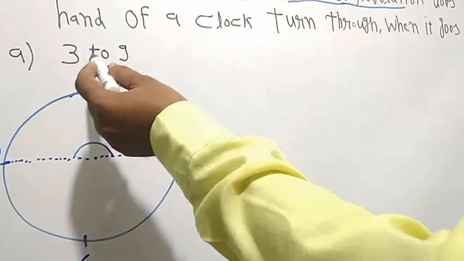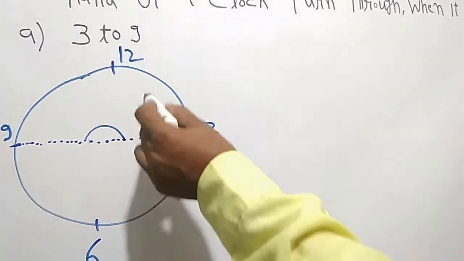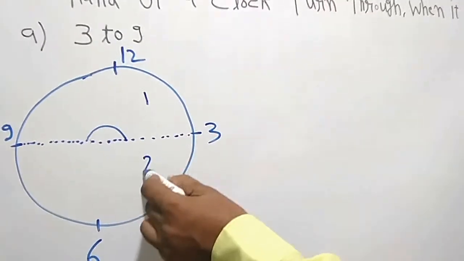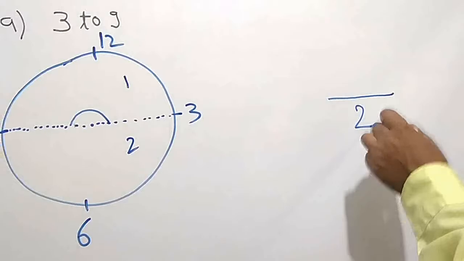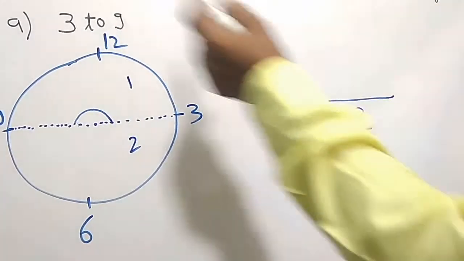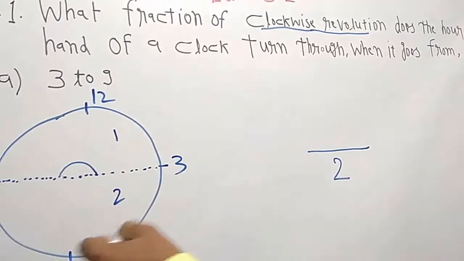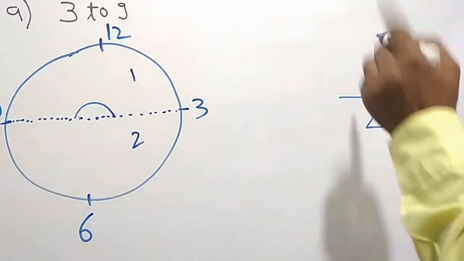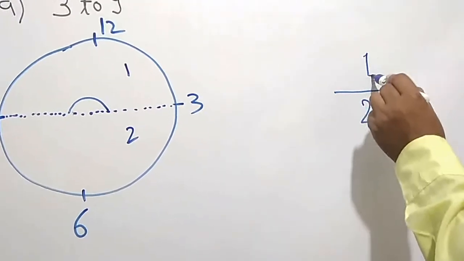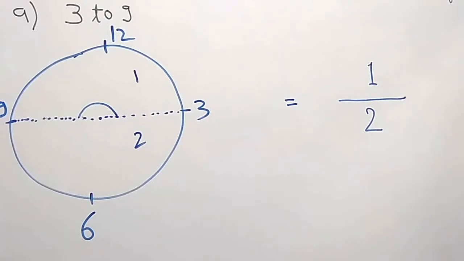The fraction between 3 to 9: there are two parts of this clock. This is part 1, this is part 2. So the denominator of the fraction is 2, and our hand is running in between 3 to 9. It means it is covering only half of the clock, so it is one part. So the numerator is 1, and the fraction is 1 by 2.